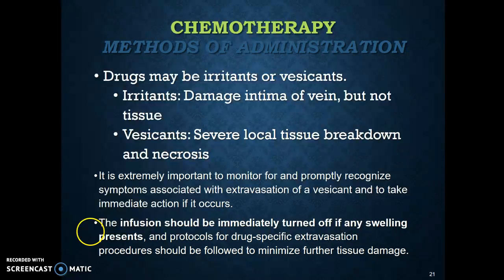This just goes into more detail about drugs being irritants or vesicants. Irritants can cause the inside, or the intima, of the vein to be irritated. There are a lot of drugs that we give with chemotherapy that cause the veins to be irritated on the inside wall. Vesicants, on the other side, really cause local tissue breakdown and necrosis, as you saw in the picture just prior to this. So if you are trying to find out the severity of the drug, you'd want to know, is it an irritant or is it a vesicant?